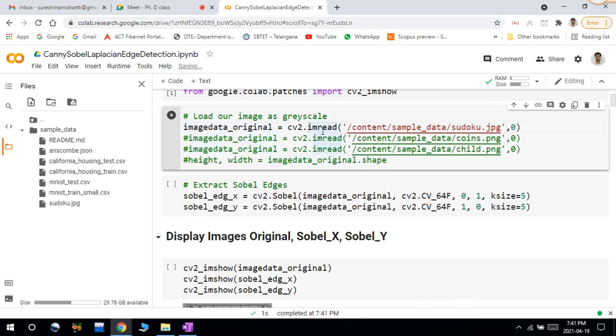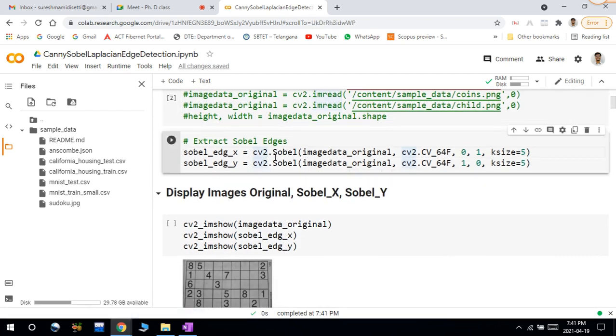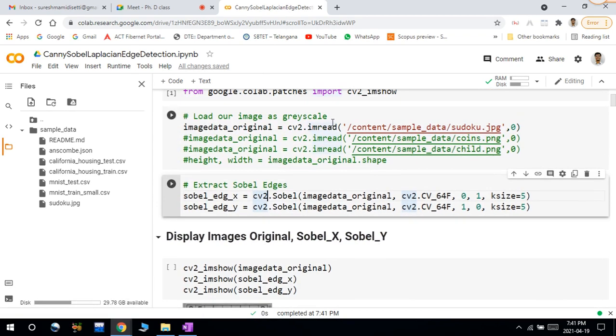So I will use this method. The imread method is there, I will try to read that particular image. Once that image is read, then I will try to apply this Sobel operator. In case of this Sobel operator, there is more weightage to the center two. After reading that image, I am placing it in the image data original. For this image data original, I will try to apply the Sobel operator.